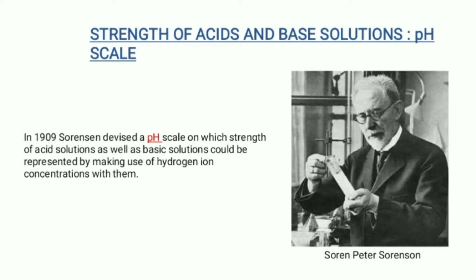This pH scale helps us to tell about the strength. Though many indicators tell us whether the solution is acidic or basic, this pH scale tells us what the strength is, meaning how strong or weak the solution is. And it works on the basis of hydrogen ion concentrations.